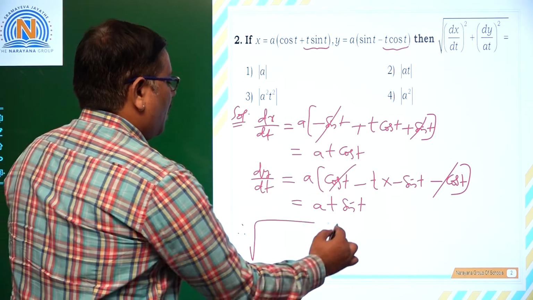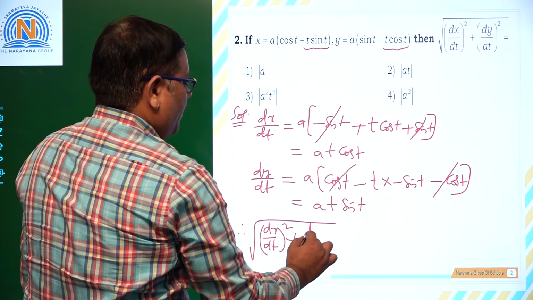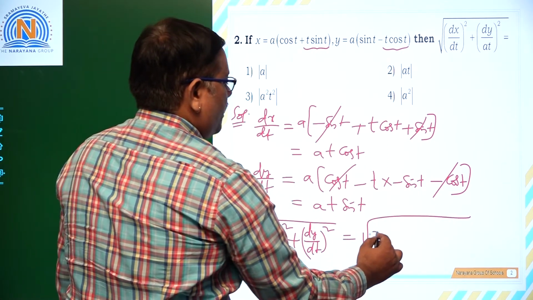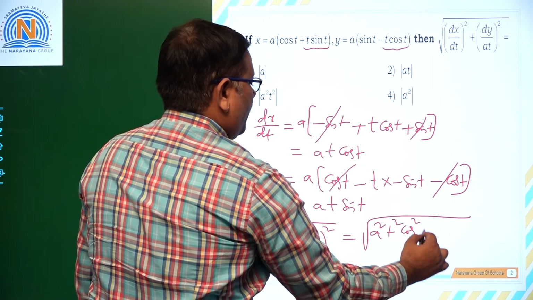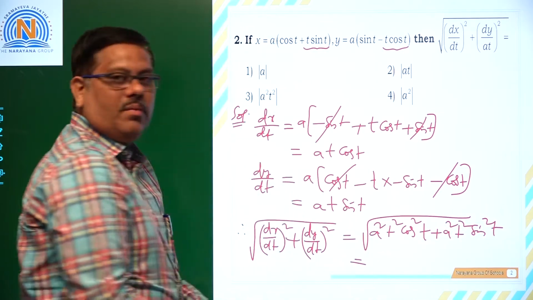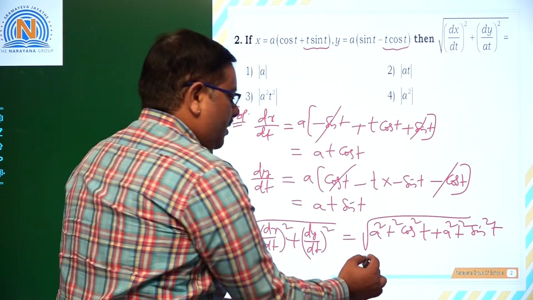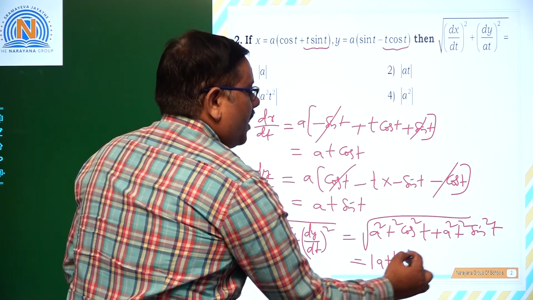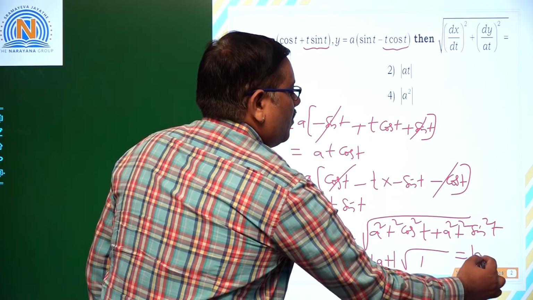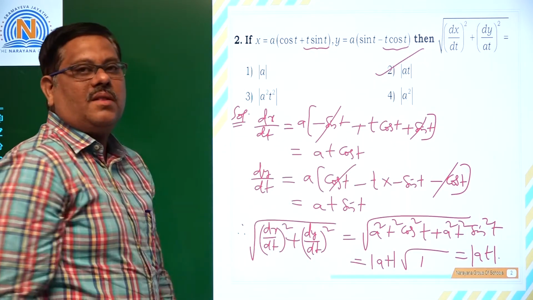Therefore, under root of what is asked: (dx by dt) whole square plus (dy by dt) whole square. This is what he is asking us. That is under root of a square t square cos square t plus a square t square sin square t. Okay, so both of these two terms have a square t square common. Let us take it common, then bring it out of the root, so it becomes mod a t. Under root of cos square t plus sin square t, that is nothing but 1. So finally the result is modulus a t. Mod a t is nothing but the second option for us. That is the right answer.